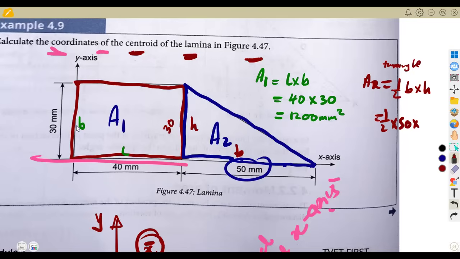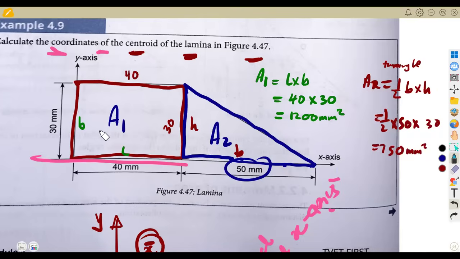So this is 30, remember, the same distance as 40. This is also 40 on this side. All right, so this is 30 that we have. So half of 50 times 30 is going to give us 750 square millimeters. These are the areas. Okay, let's just finish up.